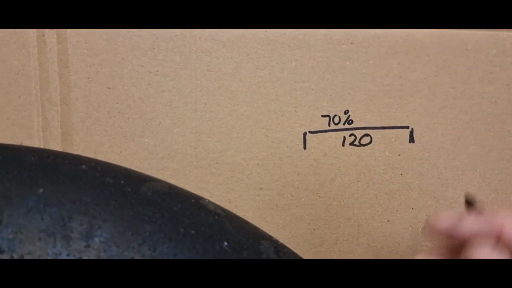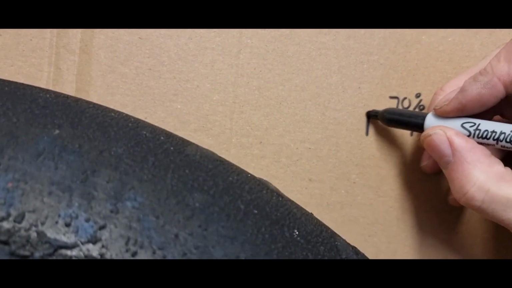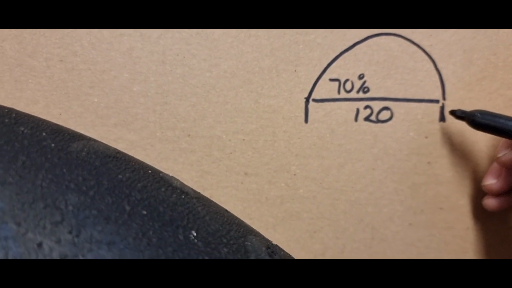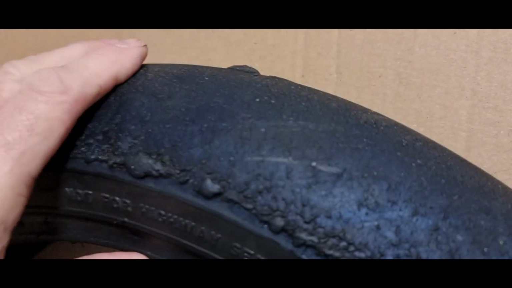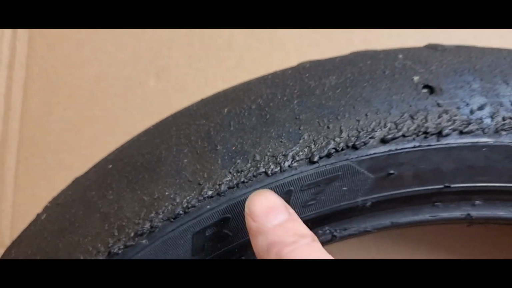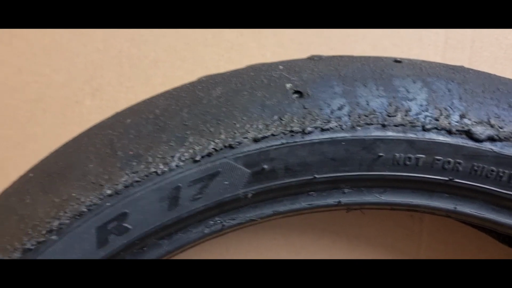That means that from that 120, it's got an aspect ratio of 70% of 120, which means the oval of your tyre is determined by that aspect ratio. So as you can see, it's not flat, it's got a curve on it, and that's because you've got an aspect ratio. So it's 120 across, but your aspect ratio is this curvature. That's 70% of 120.